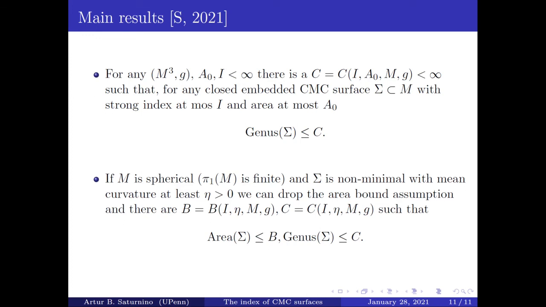And the second result is in the particular case where M is spherical, that is when it has finite fundamental group, and sigma is non-minimal. So it has mean curvature at least, let's say, some eta greater than 0. We can drop the area bound and we actually get an area bound for these surfaces, which depends only on this lower bound for the mean curvature, on the index bound, and on the ambient manifold. Now, this second result is something that doesn't hold for minimal surfaces.